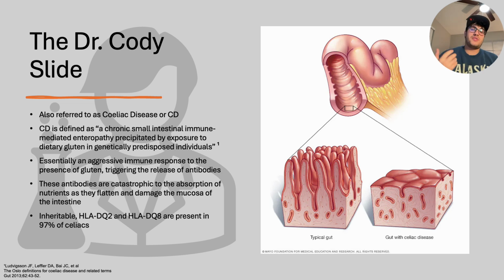Now, this is catastrophic for a couple different reasons that I'll get into pretty soon here, but right now we want to talk about how it's inherited. There are two mutations that are very prevalent amongst celiacs, and that's HLA-DQ2 and DQ8. They're just variants on the same gene. They're both in chromosome 6, which we'll talk about pretty soon.